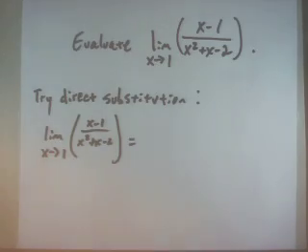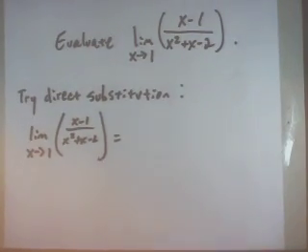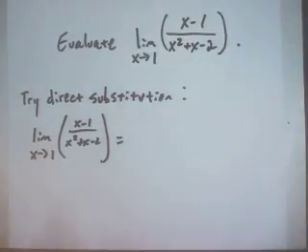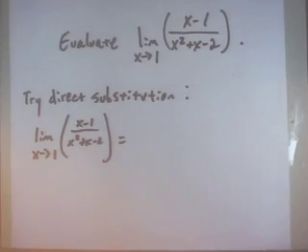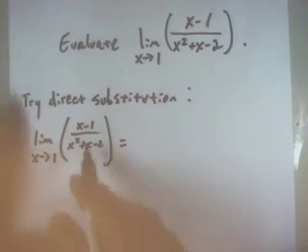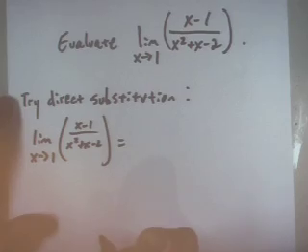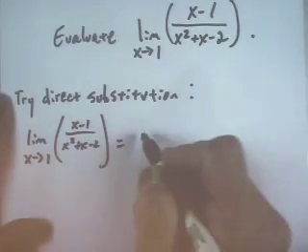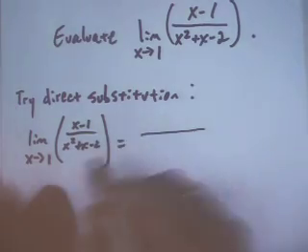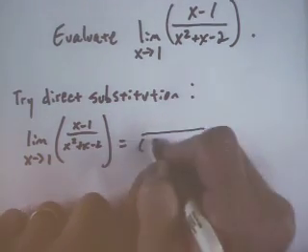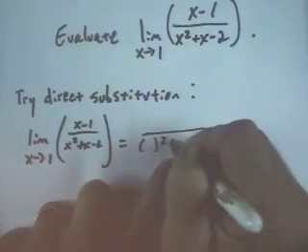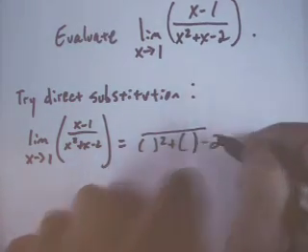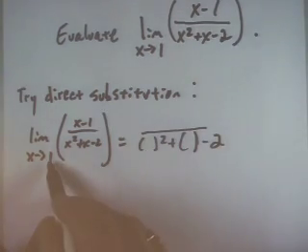Let's look at this example here. We're trying to evaluate the limit as x approaches 1 of this function. And so we think, oh, we'll do direct substitution. Well, this function is not continuous at 1. When a function is not continuous at 1, direct substitution doesn't work. And here's why. If we plug in 1 into our denominator, notice we have something squared plus something minus 2, and the something is 1. We're going to plug in 1 for the x.